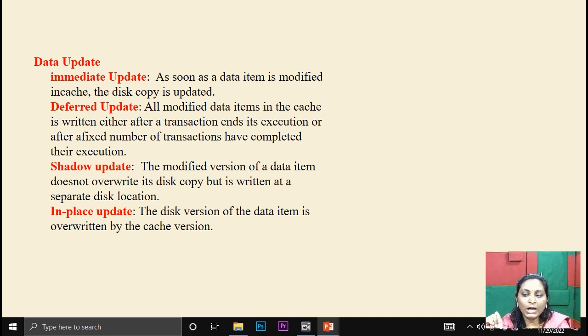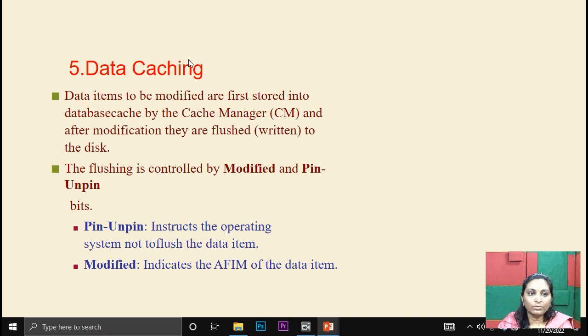Next, shadow update. What is shadow update? The modified version of the data item does not overwrite its disk copy but is written at a separate disk location. In shadow update, the database is not directly updated with that value, but the value or disk copy is stored at a separate disk location. If any failure occurs, then that shadow copy will be deleted. In place update, the disk version of the data item is overwritten by the cache version. In this also the disk copy is directly overwritten. These are the 4 updates.